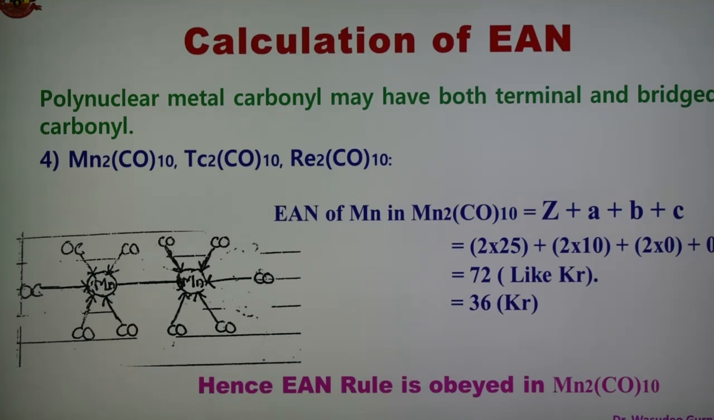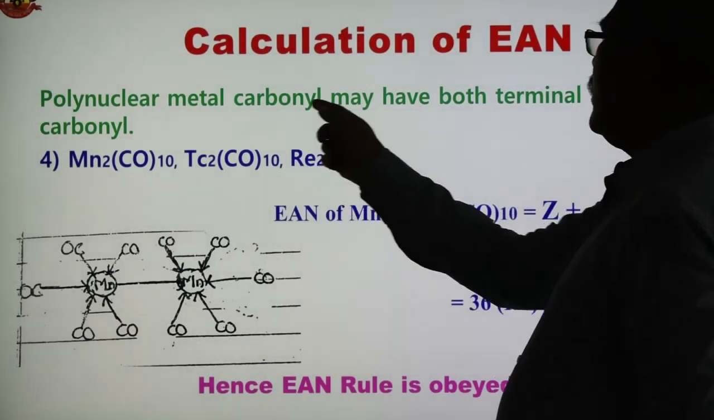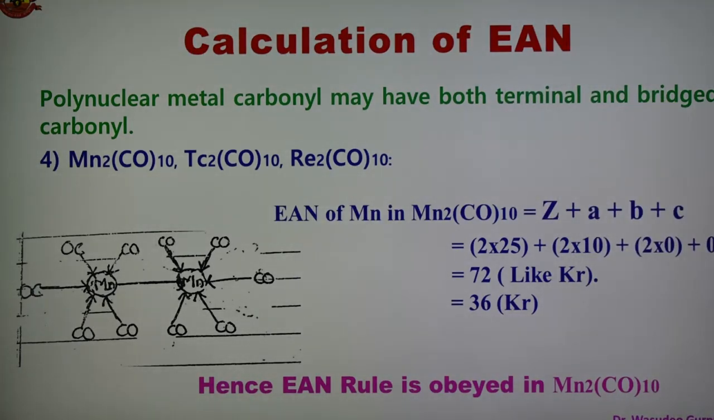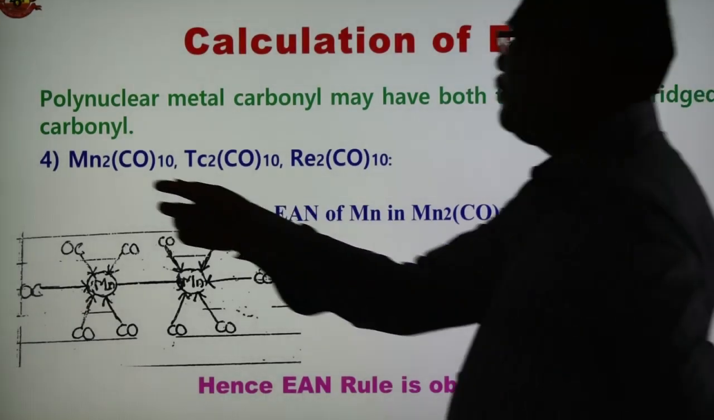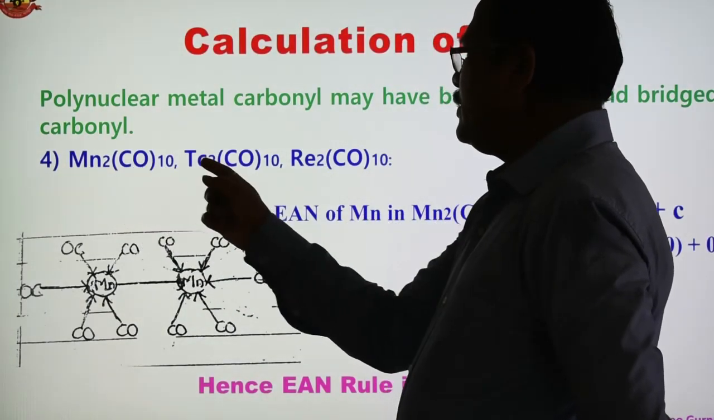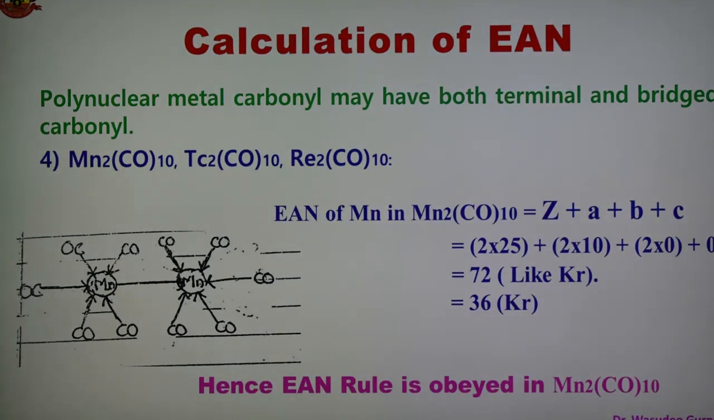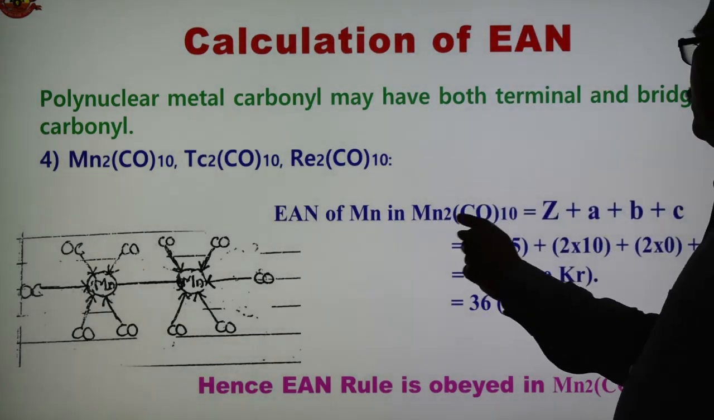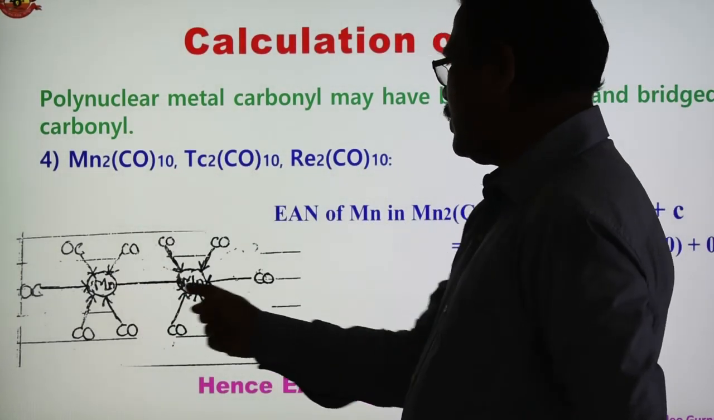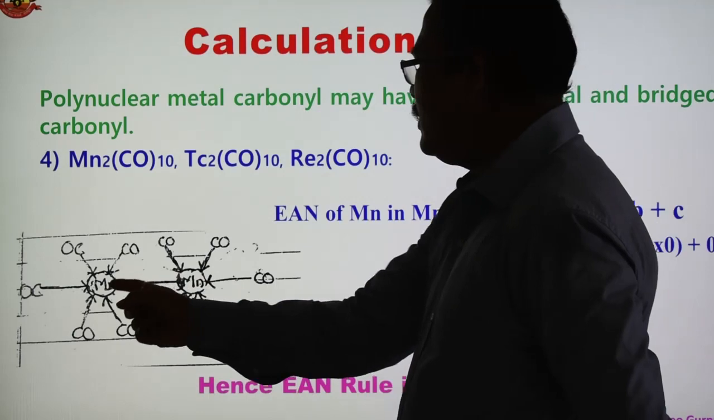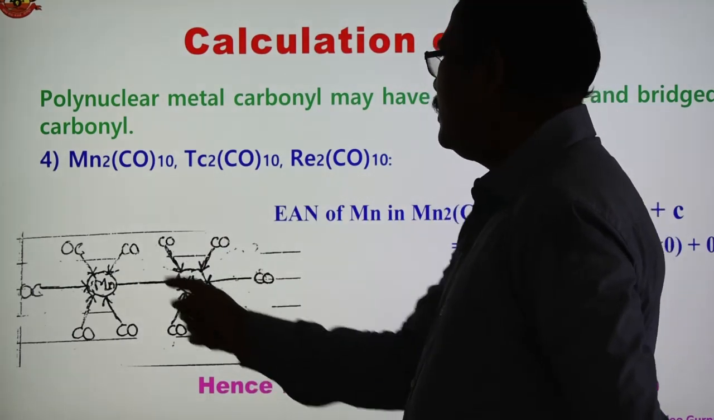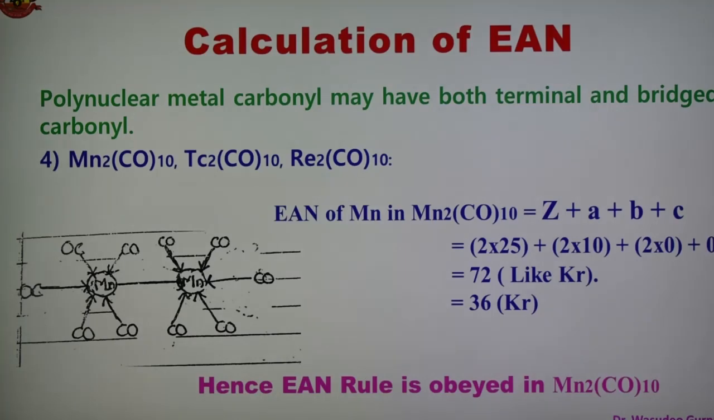Now the calculation of EAN in the case of polynuclear metal carbonyls, which may have both terminal as well as bridging carbonyls. An example of this is shown in the fourth example, Mn2CO10, and similarly technetium 2 CO10 and rhenium 2 CO10. Here we are discussing the structure of Mn2CO10. There is one metal-metal bond, Mn-Mn, and each metal has 5 terminal carbonyls. All are terminal carbonyls, no bridging carbonyl is there.